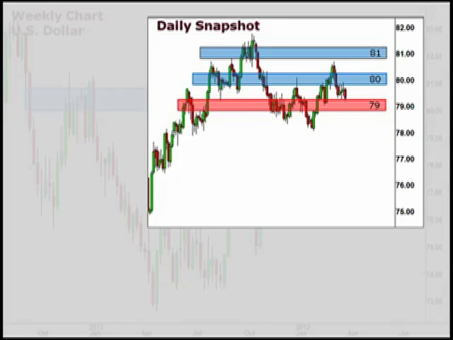Let's take a look at the daily chart. The daily chart reflects Friday's close just above the 79 support. A break of 79 is likely to signal further weakness.